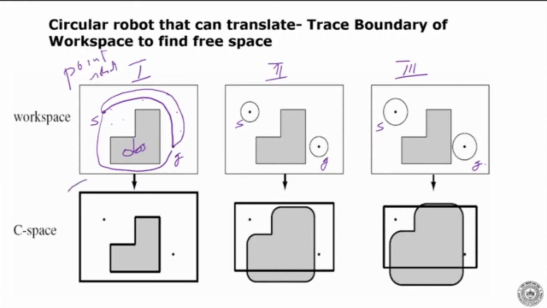So we are converting this into C space. Because it was a point robot, it still remains the same. There's no change, and we can find a path like this, for example. And it's also clear that it can go from the bottom like this to this point.